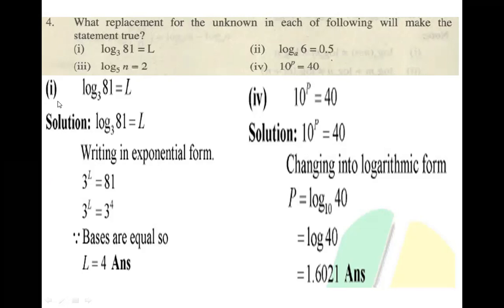Now look, I am going to do the first one, that is log of 81 to the base 3 is equals to L. First of all, I will write this logarithmic form into the exponential form, so it will become 3 raised to power L is equals to 81. Now you know that 81 is equals to 3 raised to power 4. Our target will be to write the same base on both sides of this exponential form. So it will become 3 raised to power L is equals to 3 raised to power 4. So bases are equal, so L is equals to 4.